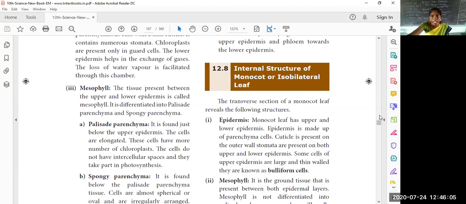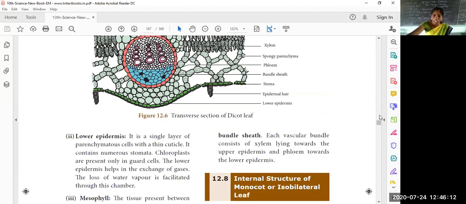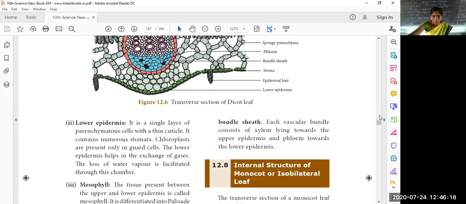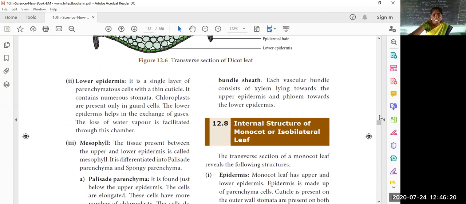Next, mesophyll. Mesophyll is the tissue present between the upper and lower epidermis. If you see the image, the tissue present between the upper and lower epidermis is called the mesophyll. It is differentiated.